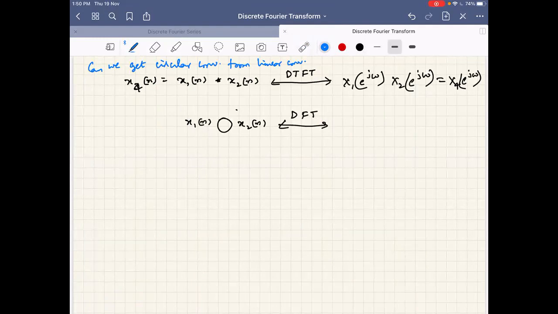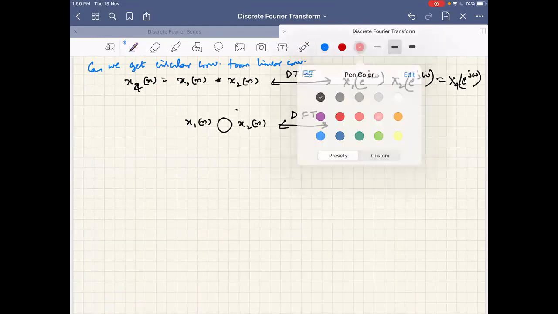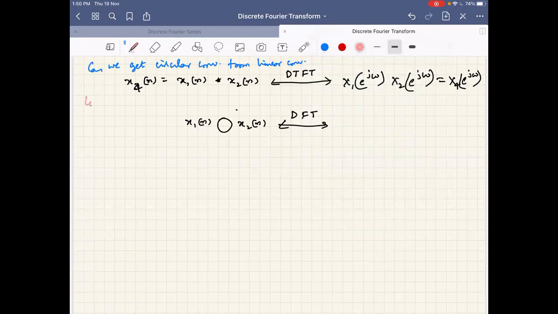The limitation of linear convolution that we have seen is that the length of the output sequence is 2n minus 1, even though the lengths of both inputs are n. So to get 2n minus 1 samples through circular convolution, what we should do is simply pad x1 of n and x2 of n with zeros, and make their lengths 2n minus 1.